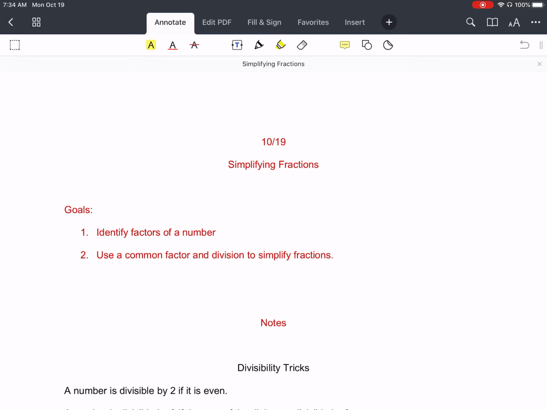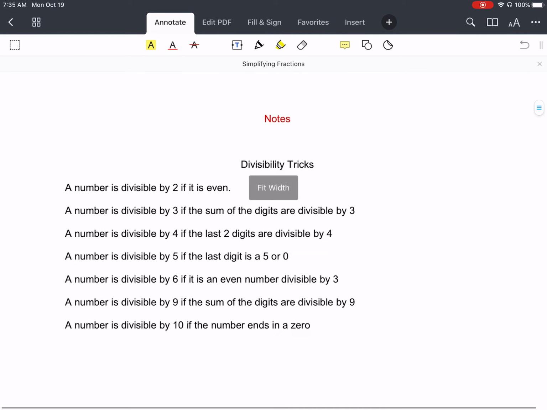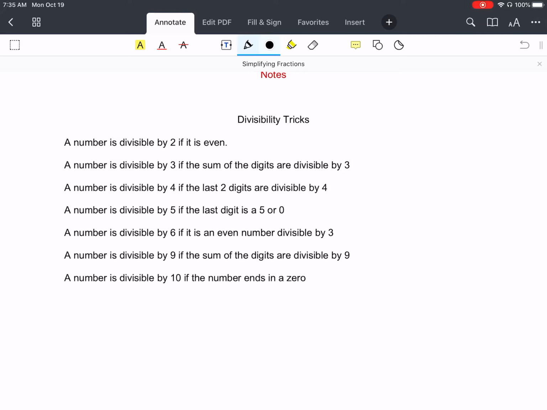So a factor is a number that can fit evenly into another number. So 2 is a factor of 6 because 2 can fit into 6. There are some divisibility tricks that you can pause the video and write down. For those of you who are not as quick with mental math, these divisibility tricks might be helpful. I will explain some of them quickly, but not all of them.